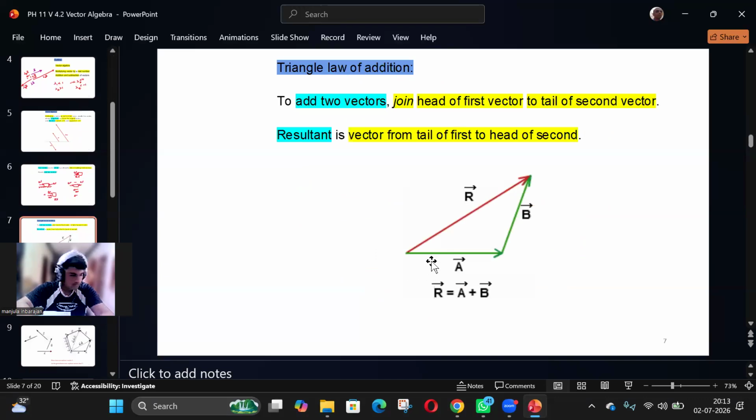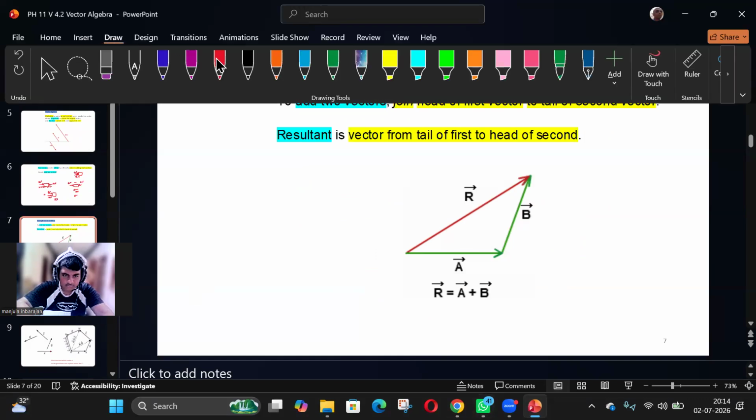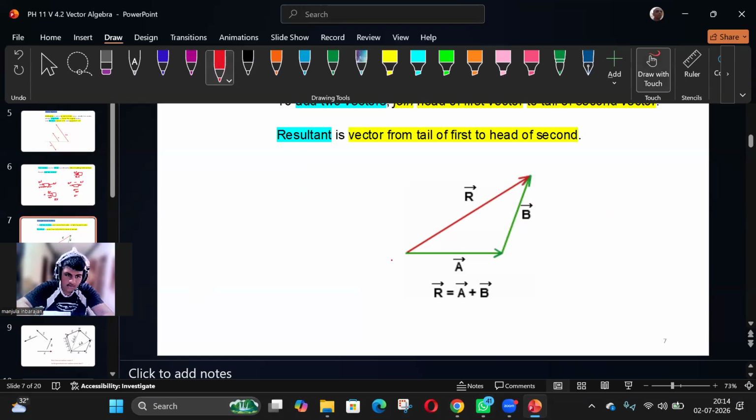So here there are two vectors A and B. One way to add them, the rule for adding them is this. The second vector you move in such a way that the tail will touch the head. So the resultant is from the tail of the first one to the head of the second one. Remember this, I can reach from this initial point.